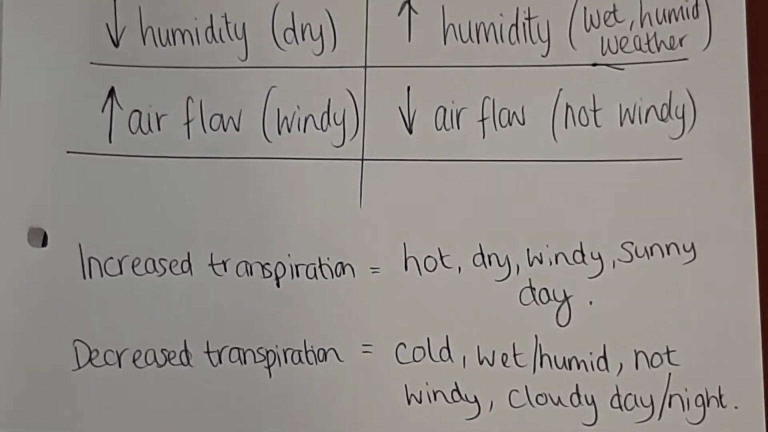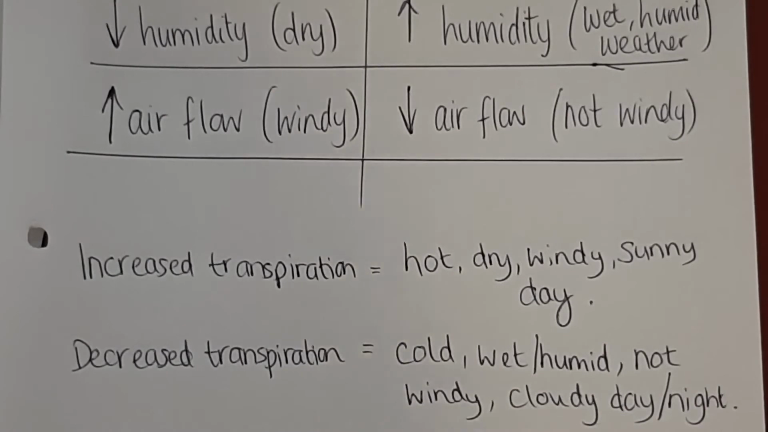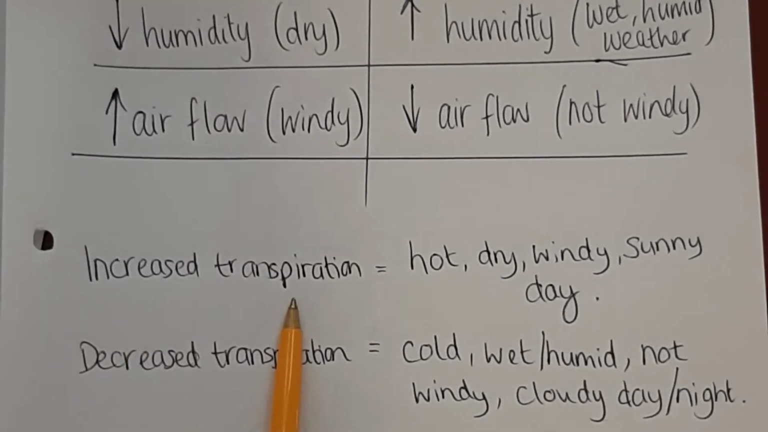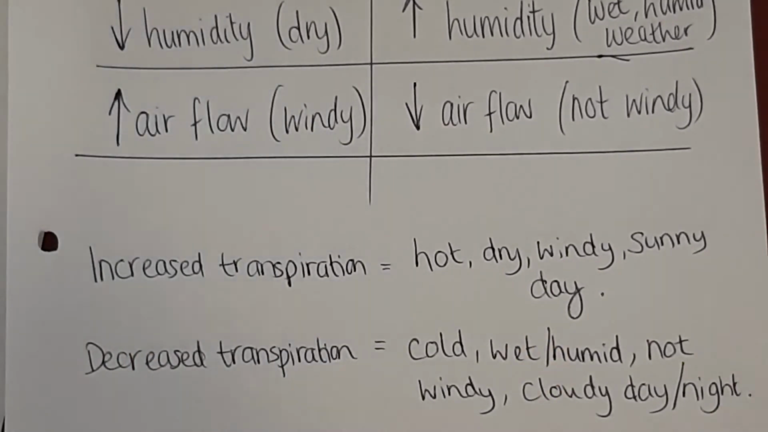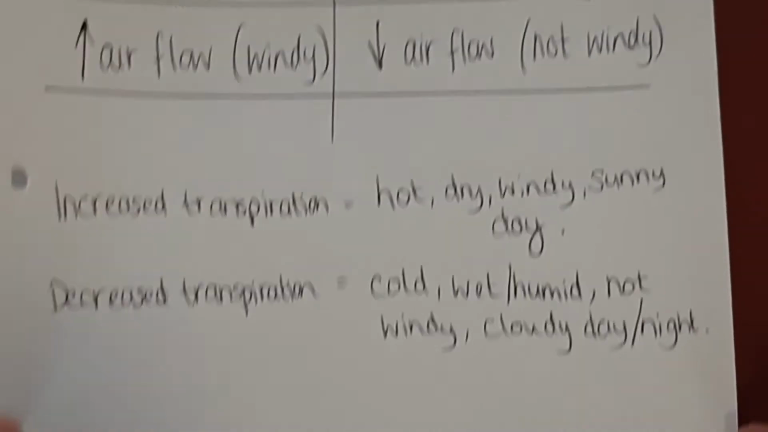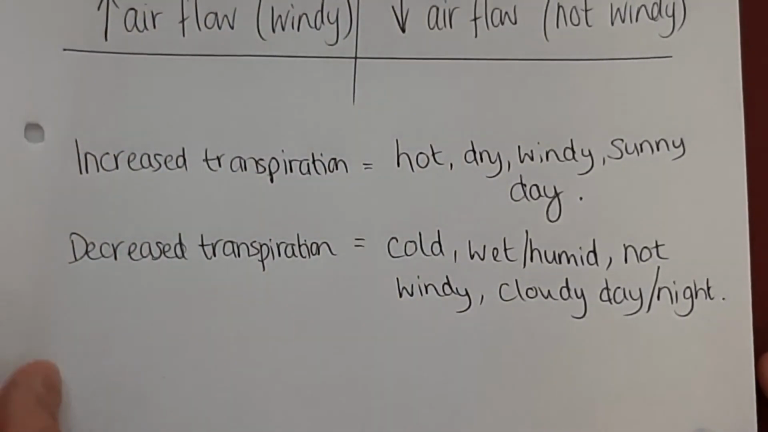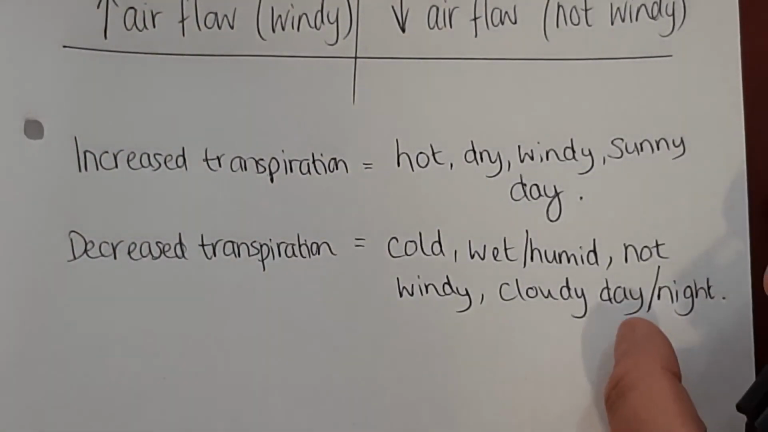So we live in a country where this is quite often the weather conditions, so we have a lot of woodland and forested areas, and there's lots of places in the world where this exists. We get mosses as well because of that. So now we know what conditions will give us increased transpiration and what will give us decreased transpiration. We've summarised it here, and we have written a brief summary. So we're going to move on now.